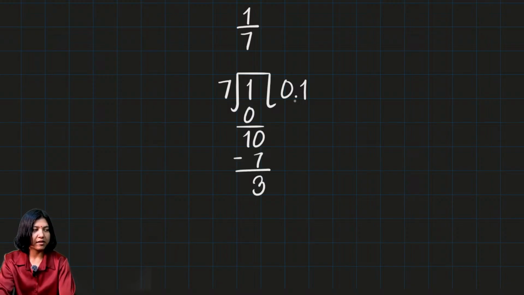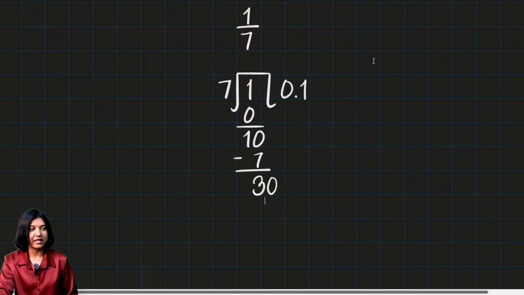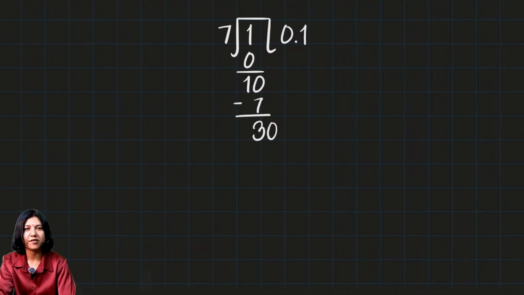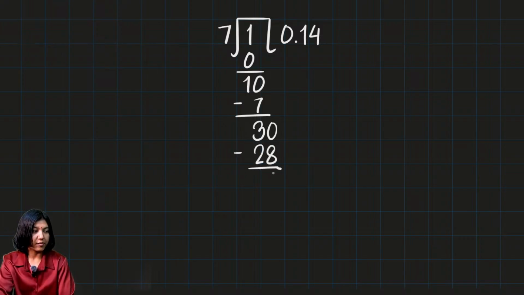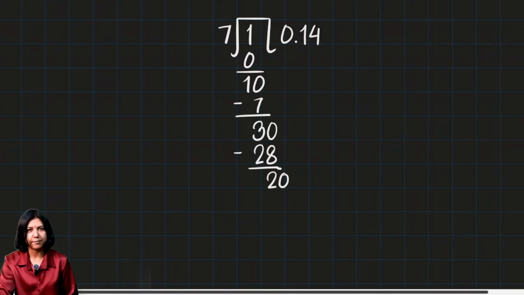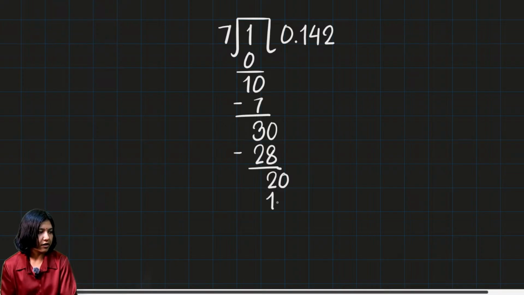Now again, because of the decimal that I have introduced on my answer side, I am allowed to put 0, 1 at a time. So 7 times how much is nearest to 30? 7 times 4 is 28. And then the remainder here is 2. And now I'll get 20 by getting another 0. 7 times how much is nearest to 20? 7 times 2 is 14, gives me the remainder 6. 60. That's the next number.